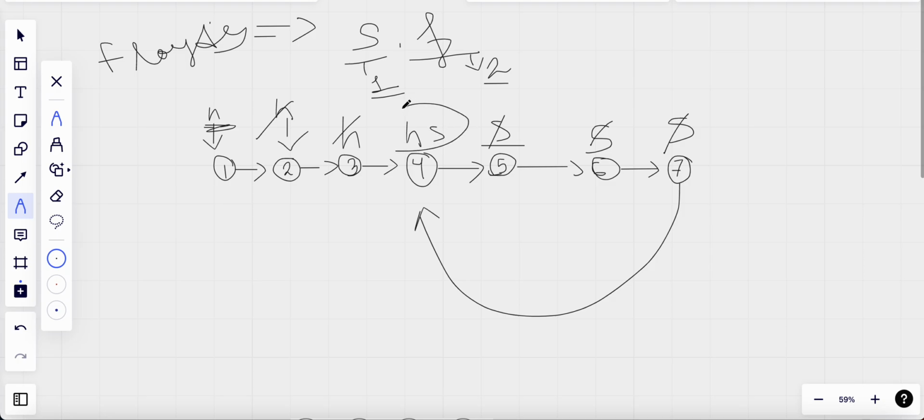So now both of them meet at this point, and that point is the starting node of the cycle. So we have found our answer, and we are going to return this node.